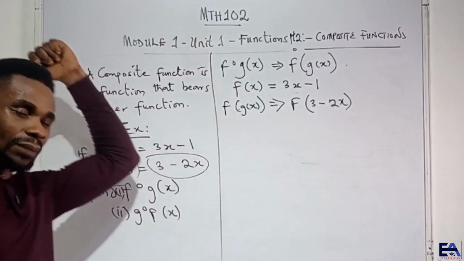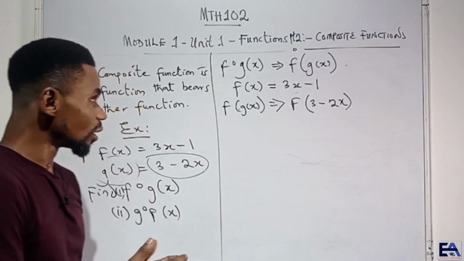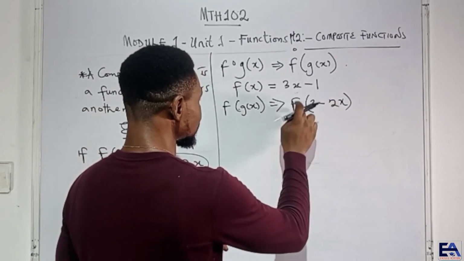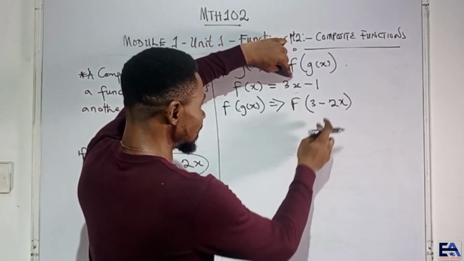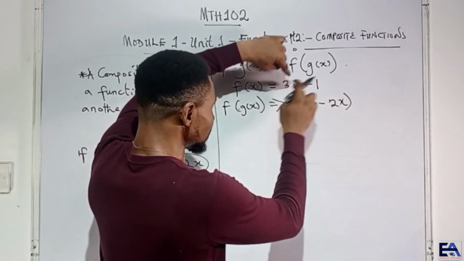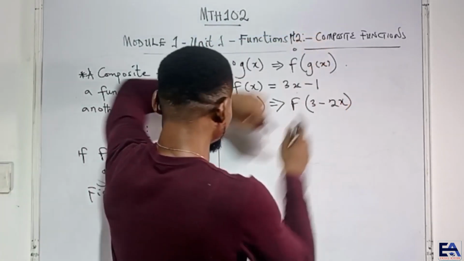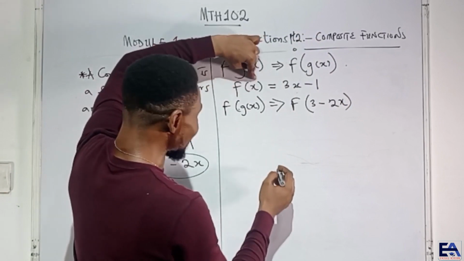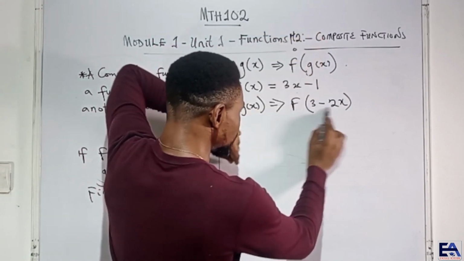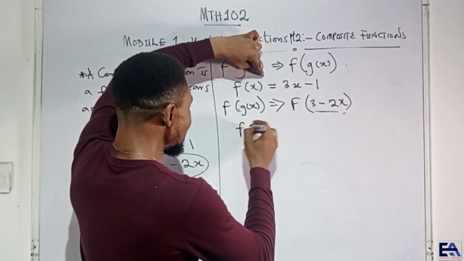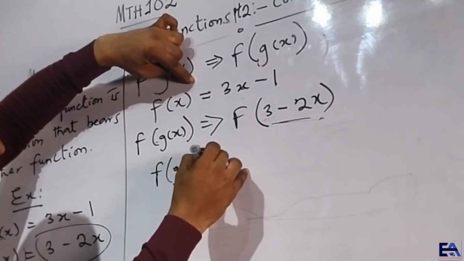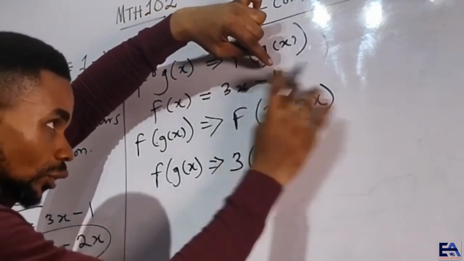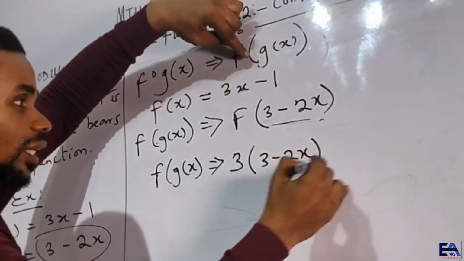Just similar to the last example we treated before this video. That's just the same pattern. It means anywhere we now have x, because if f of x is this, then f of all this nonsense here will be 3 times the nonsense minus 1. You get what I'm trying to explain? So f of a particular nonsense is 3 nonsense minus 1. f of this new nonsense, f of g of x, will now be equal to 3 multiplied by the old nonsense, that is 3 minus 2x, then minus 1.